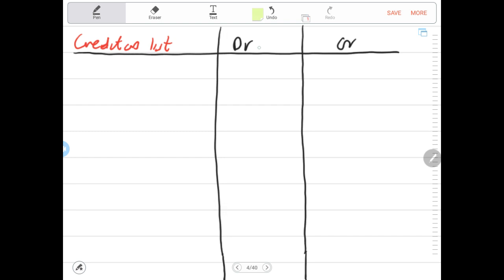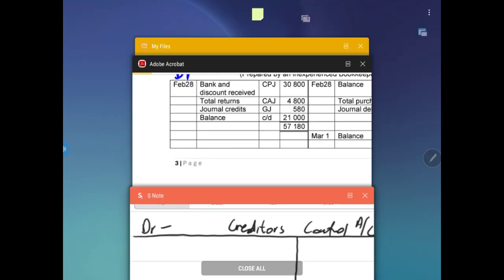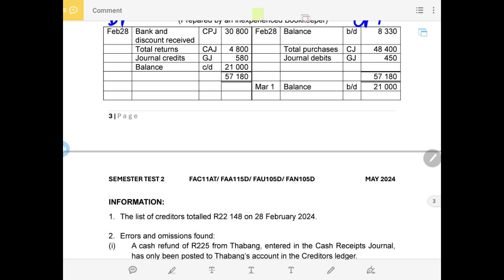Also note that creditors control is a liability. They decrease on the debit side, they increase on the credit side. And also on the ledger account, because creditors control is a liability, liabilities increase on the credit side, they decrease on the debit side. So please be mindful of that. I always highlight that all the time when I record these entries.